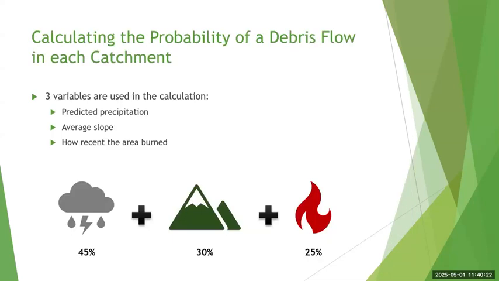Here's how we're calculating the probability of a debris flow in each catchment. Like I said, there are 3 main variables that contribute to a debris flow. That's predicted precipitation, the average slope in each catchment, and how recently the area in that catchment burned. So we assigned a 45% weight to the predicted precipitation, 30% weight to the average slope in the catchment, and a 25% weight to how recently the area burned.